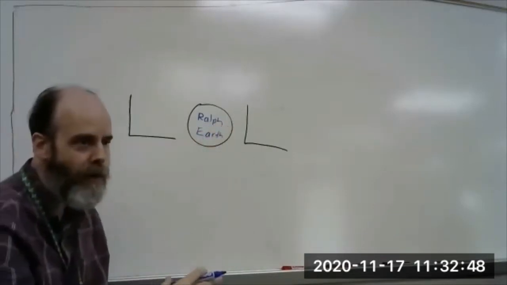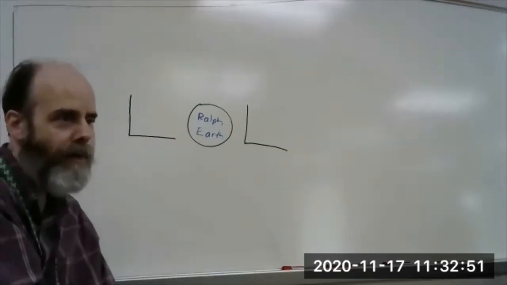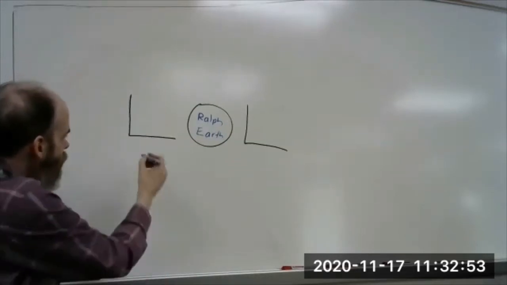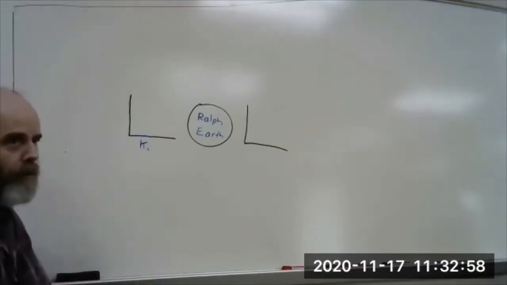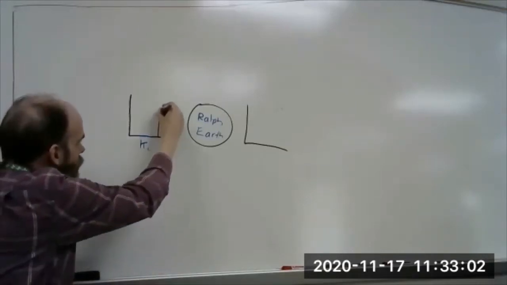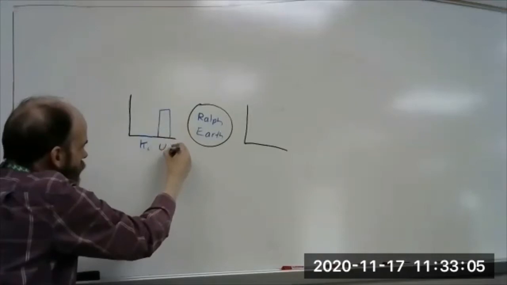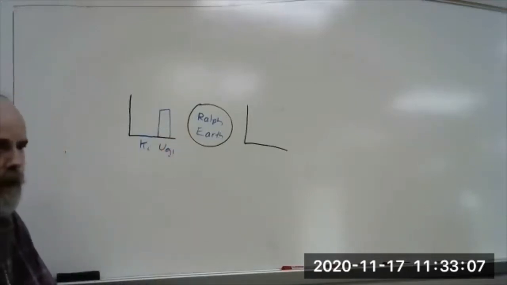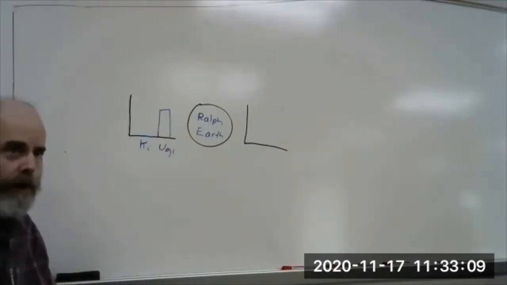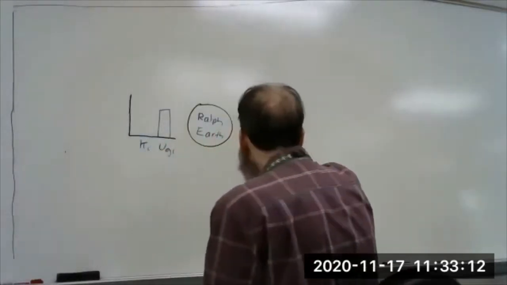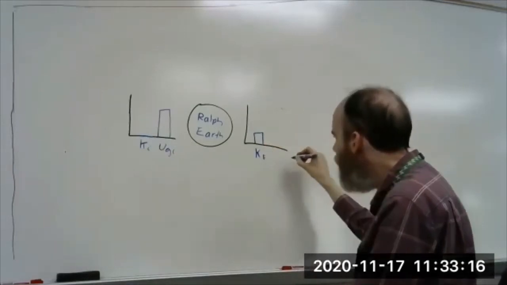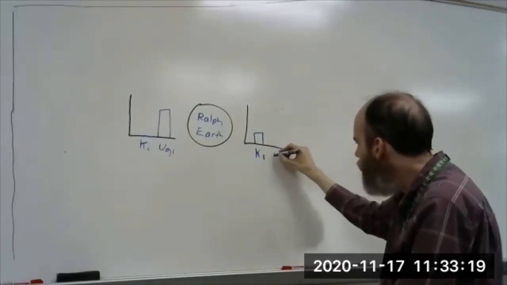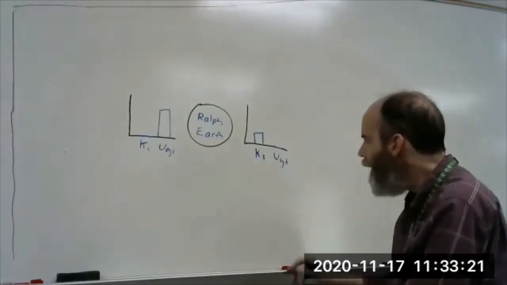So at the top of the ramp, Ralph is not moving. So initial kinetic energy is 0, but he has gravitational potential energy, UG initial. And at the end, he is moving, so he's got some kinetic energy, K final, and he has no gravitational potential energy at the end.